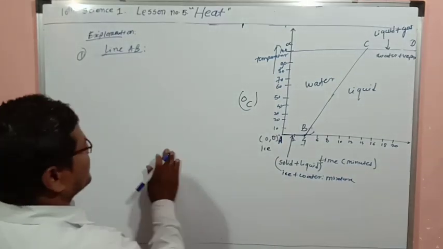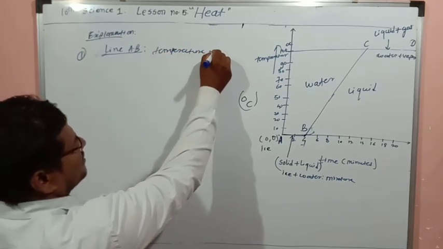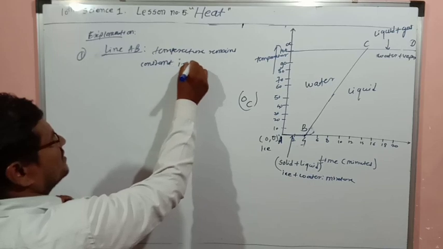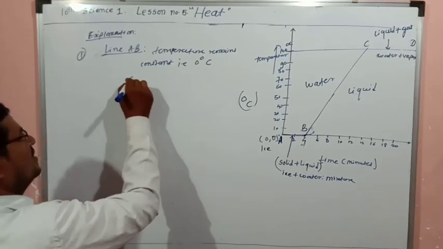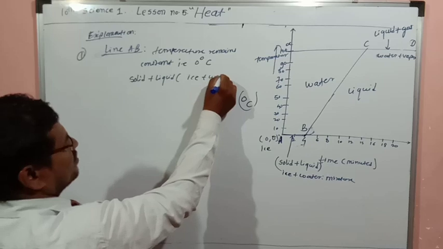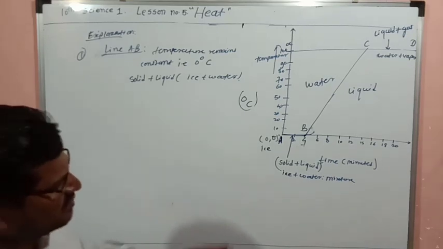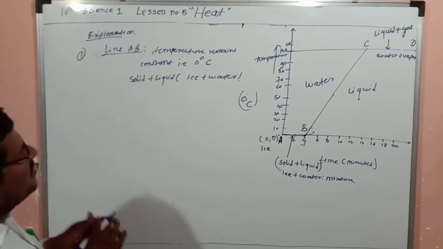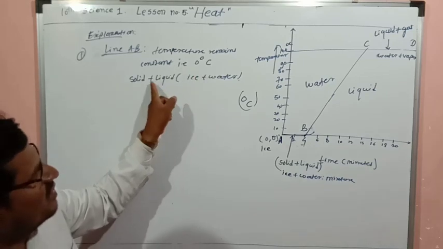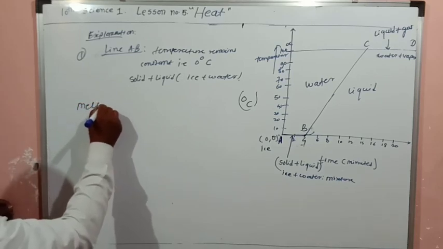So AB, which states are there? Temperature remains constant, that is 0 degrees Celsius, and there two states are existing, solid plus liquid or ice plus water. Next thing is there. Here the constant temperature, 0 degrees Celsius, at which solid melts, solid gets converted into liquid, is called the melting point. Here you can give the definition: melting point.